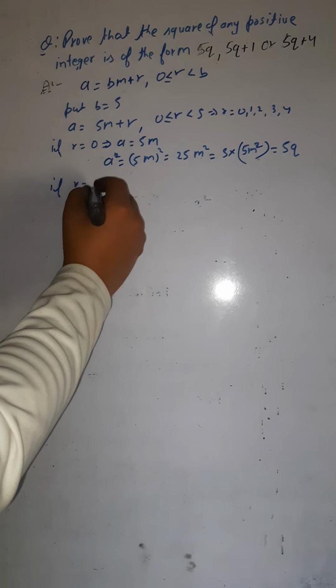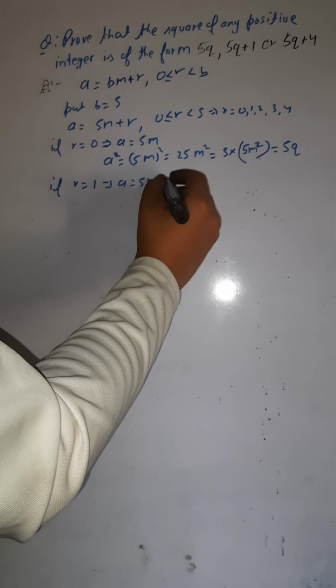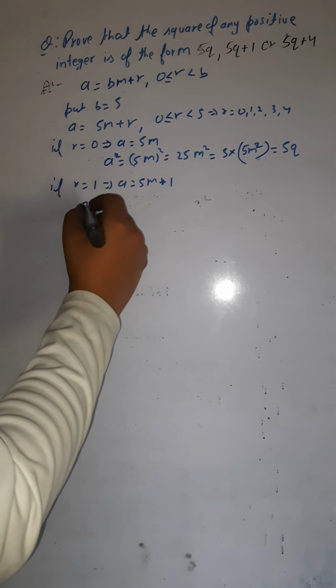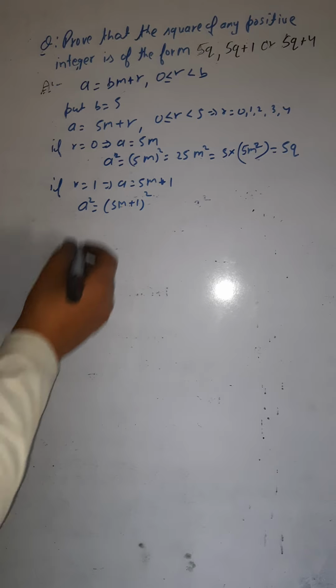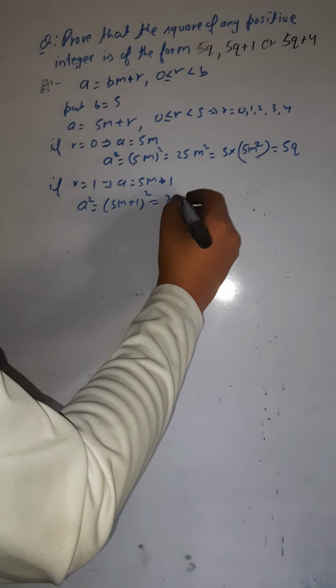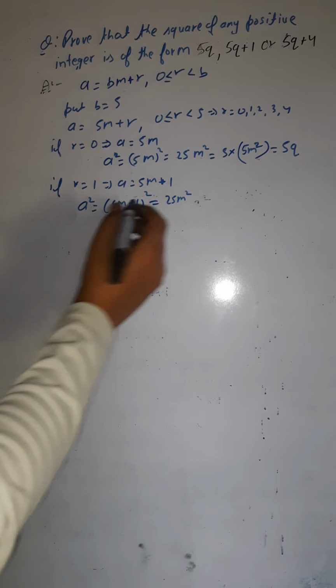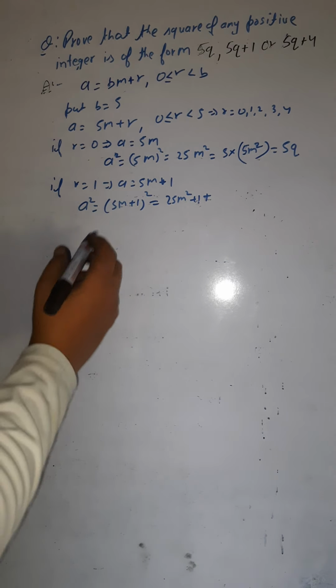Let's say r is 1, so a would be 5m + 1. Find out its square again. So a squared would be (5m + 1) squared. Using a squared plus b squared plus 2ab, a squared is 25m squared, plus b squared, that is 1, plus 2ab, which is 2 times 5 times 1, that is 10m.